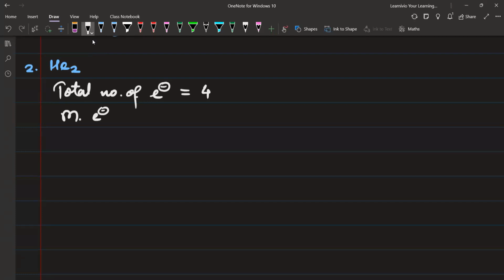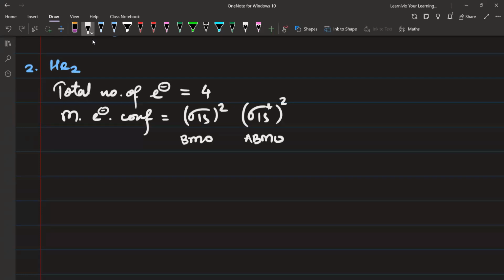Molecular electronic configuration will be, we don't have to see case 1, case 2 till 8, right? So sigma 1s makes 2 electrons, and then we have what next? Sigma star 1s, right? Sigma star 1s makes 2 electrons. If you want to see the molecular orbital diagram, this is the molecular orbital diagram.